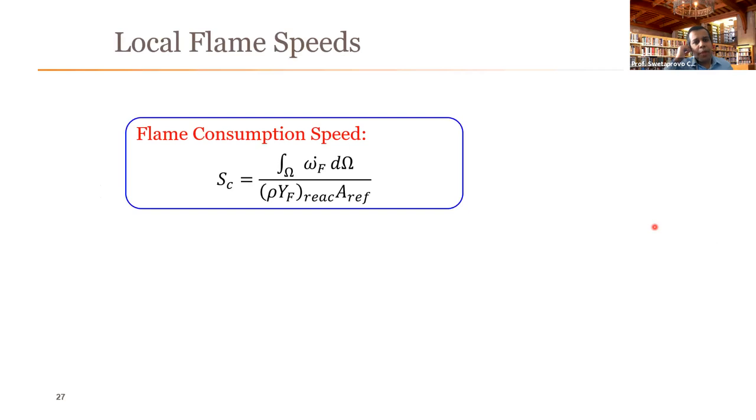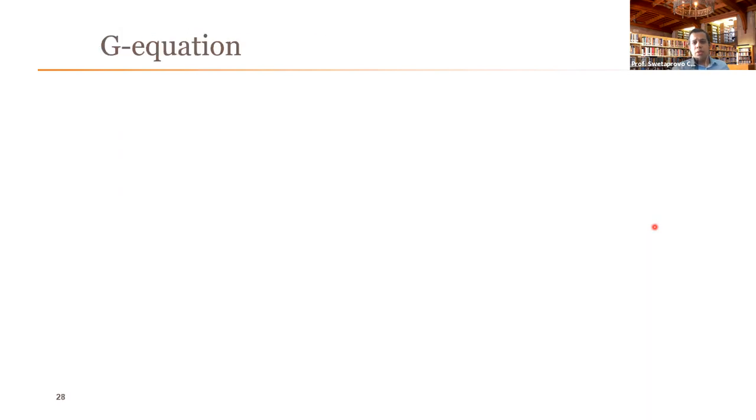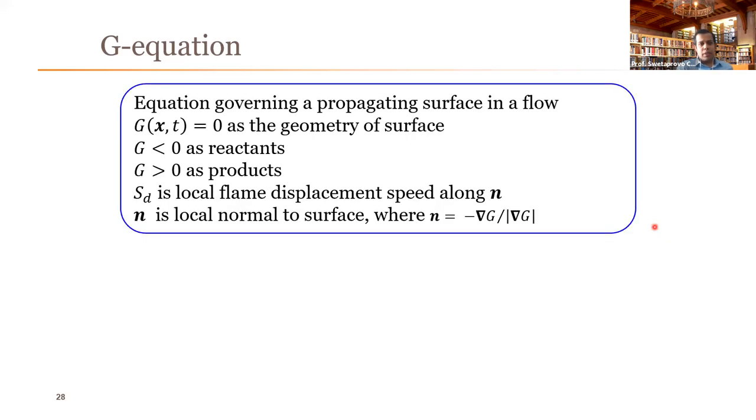Anyways, there can be two kinds of local flame speeds that you can define. One is the flame consumption speed that is based on the integrated local fuel consumption rate, okay? And then you can also define the flame displacement speed, which is the velocity with which the local surface propagates relative to the local fluid velocity in the local normal direction, okay? Now, as I was saying, this flame particle tracking equation is essentially the underpinning equation for the G equation itself.